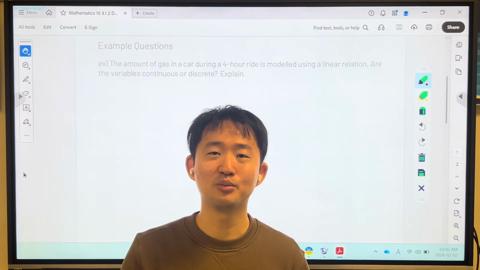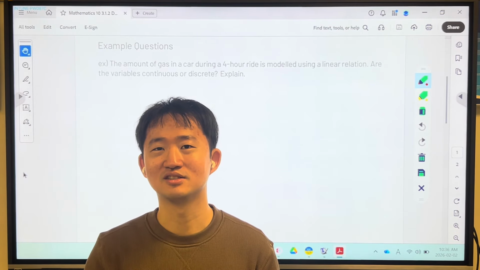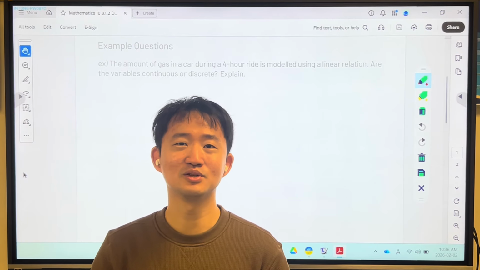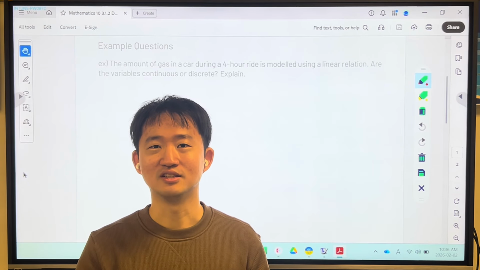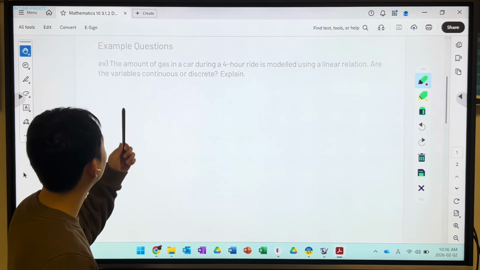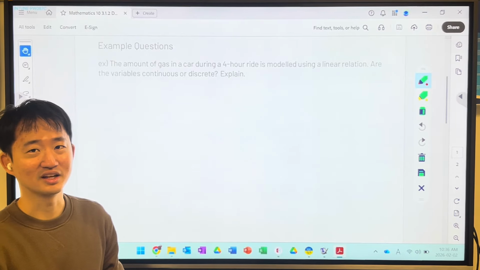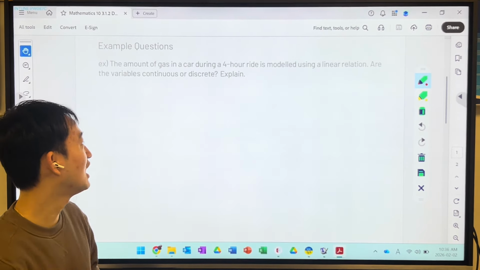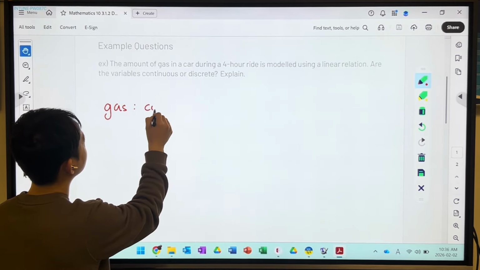For example, the number of humans in a classroom, we count the number of heads. So that's discrete data. And continuous data is things like distance or time, where we measure the time or distance. So that's continuous. Well, what about the amount of gas? I think we don't count the amount of gas, we measure it. So gas is continuous data.